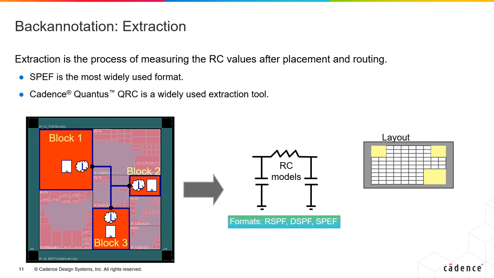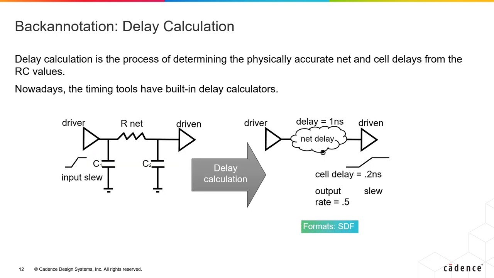This SPEF is later converted into delays, standard delay format, SDF, by the delay calculators. You can take either the SDF to feed back into your synthesis, or the SPEF can be used to feed back into your synthesis. This process is called backannotation. One of the steps of backannotation is delay calculation. If we are feeding the tools delays of the nets, then we need to have a delay calculator that does that portion of converting your RC network into a delay network. This process is called delay calculation.